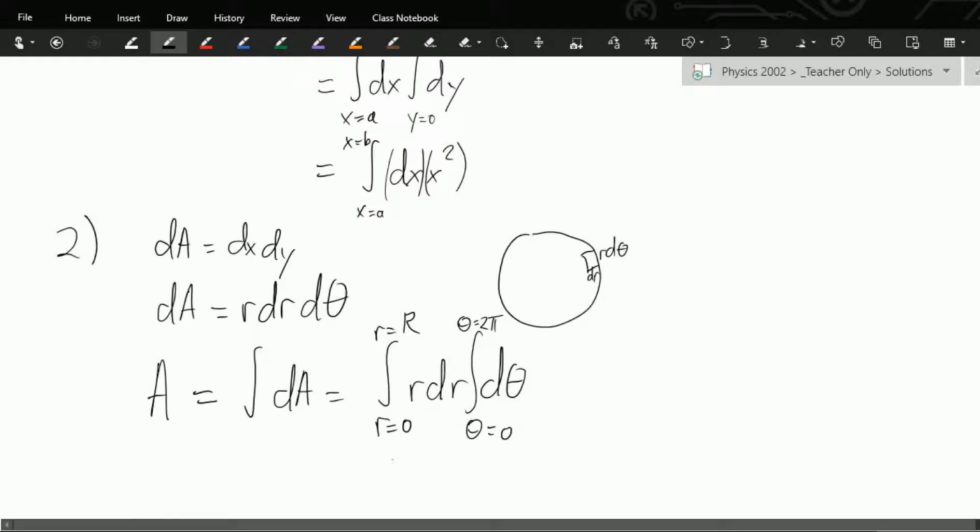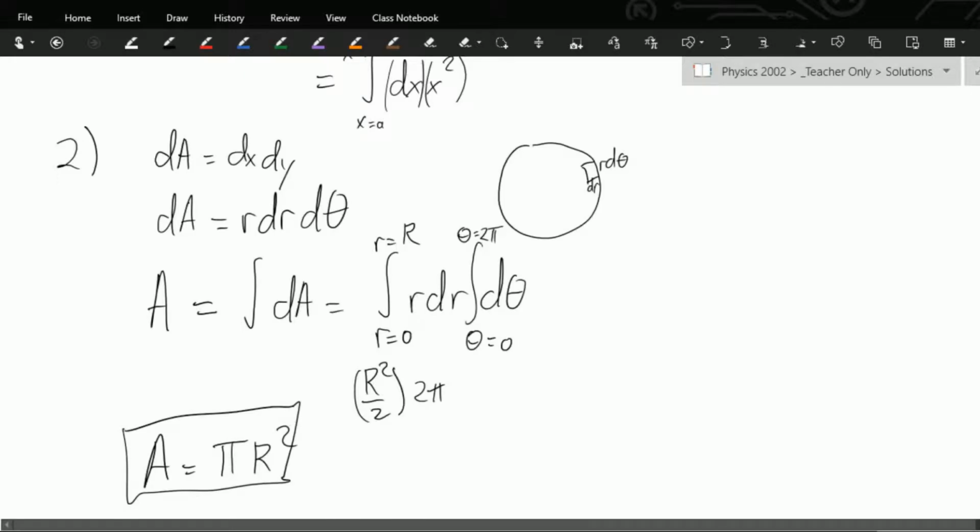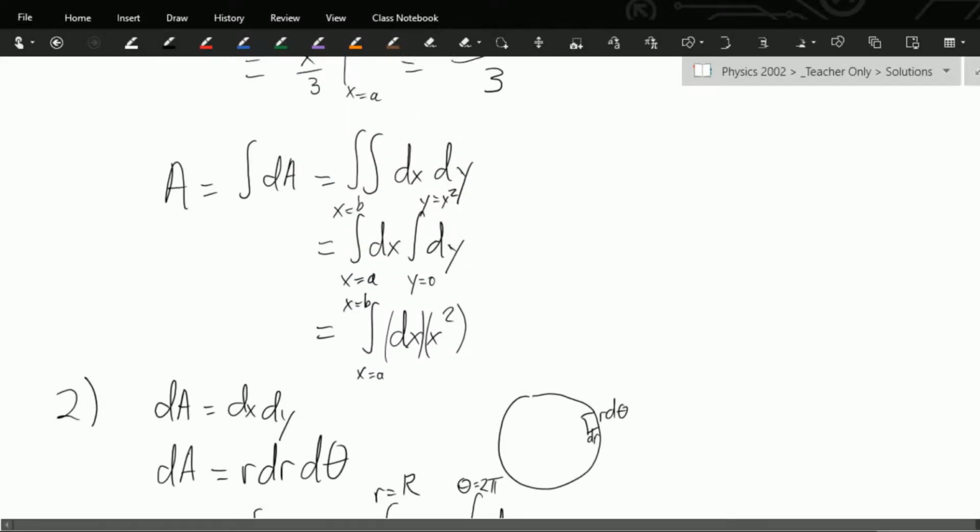So the first one with r is going to give us an r squared over 2. And then the second one with theta is going to give me a 2 pi. So multiplying those together, we get the familiar relationship that we've seen before for the area of a circle. This just says that A is going to be equal to pi times r squared. So a lot of the point of this assignment was to recover some things that you know from geometry already by going through the specific details for the calculus.